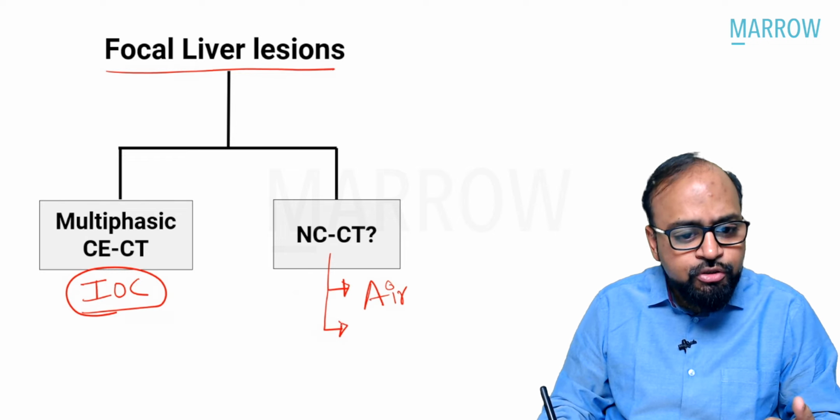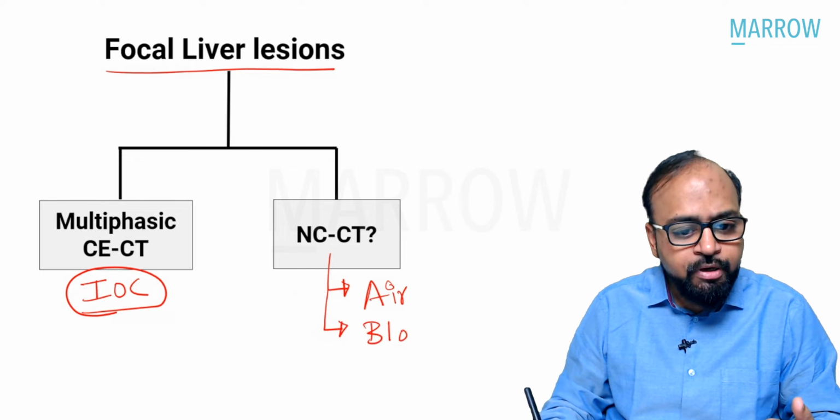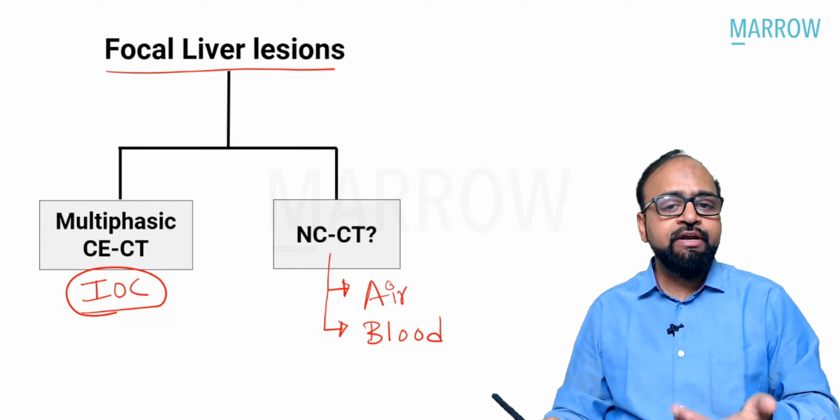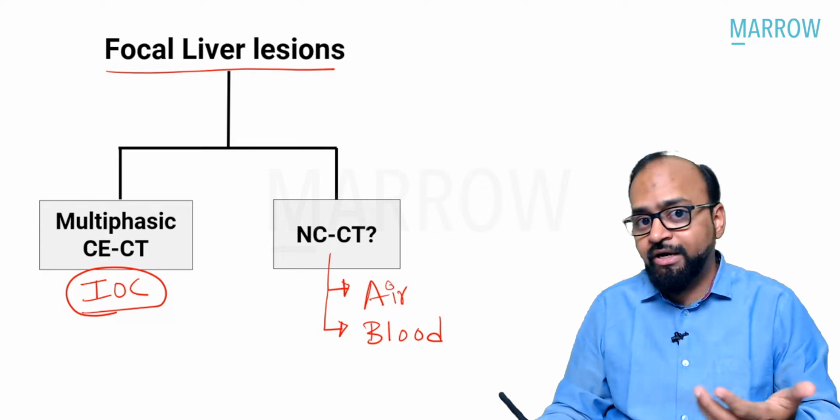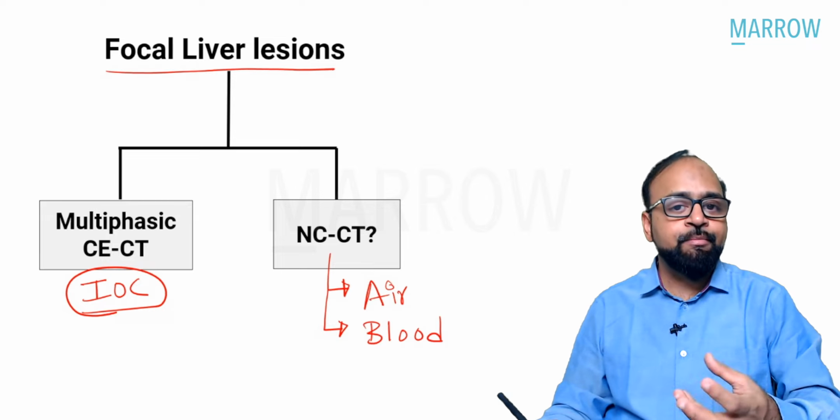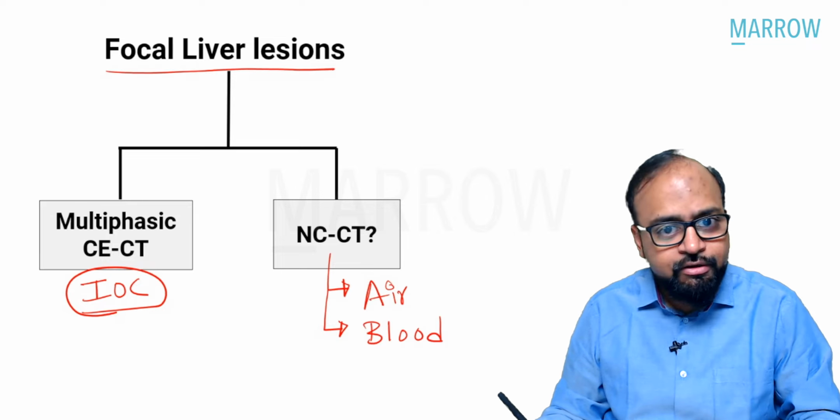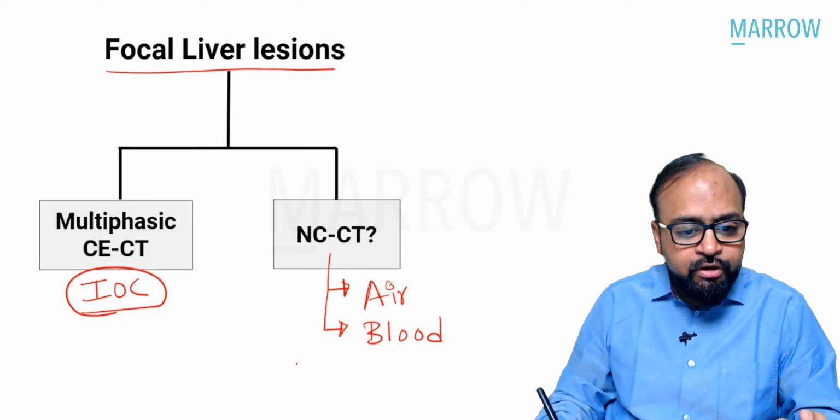What else could be seen on non-contrast CT is acute blood. Rarely, blood would be found in focal liver lesions. Maybe hepatic adenoma can bleed. So at that time, this blood may appear as a hyperdense, white, bright appearing area within the liver lesion.